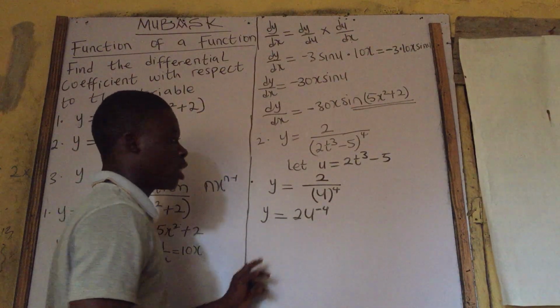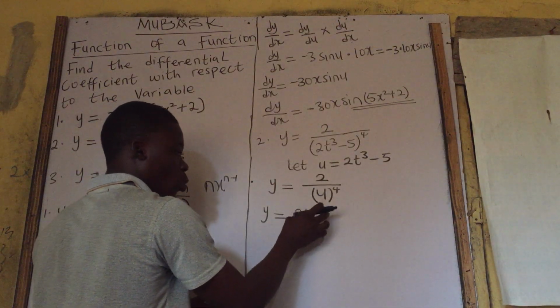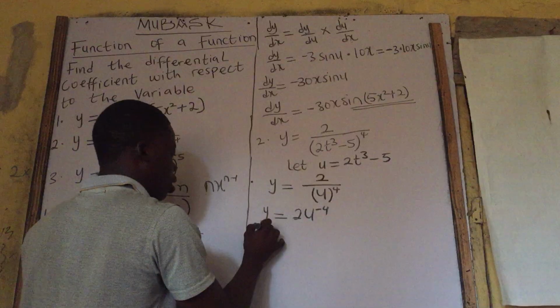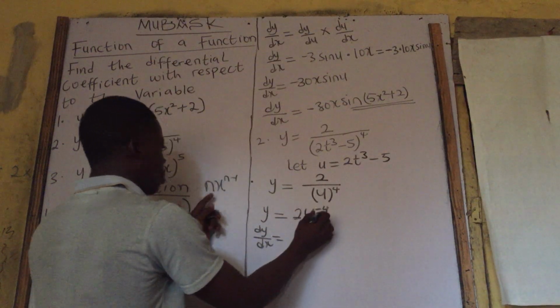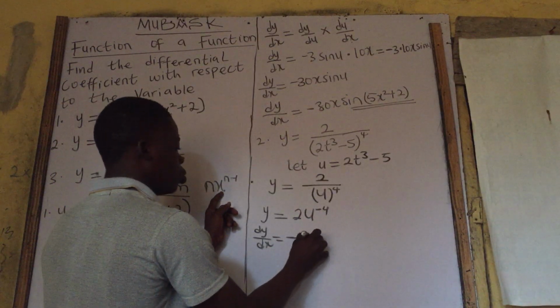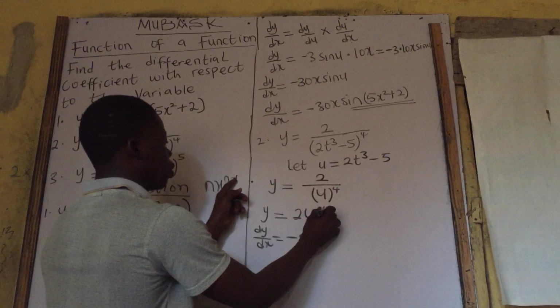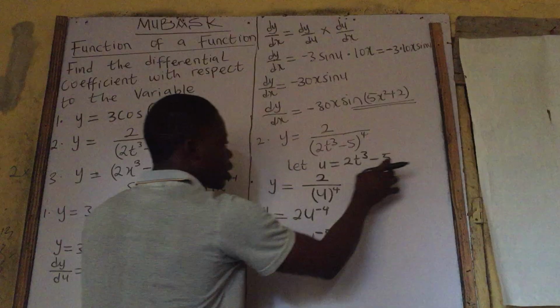Then we can now differentiate. We can't differentiate like this, since we have to change to a whole number like this. So now dy over dx equals what? By differentiating it using the general method, minus 4 times 2 is what? Minus 8u, and minus 4 minus 1 is what? Minus 5. Now we have to differentiate our function.